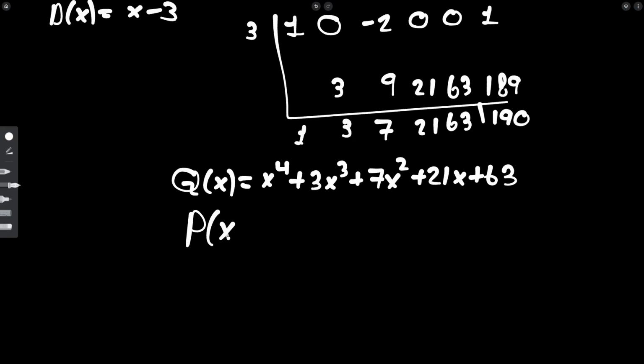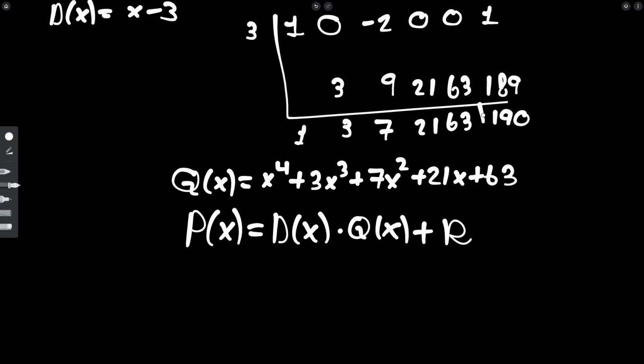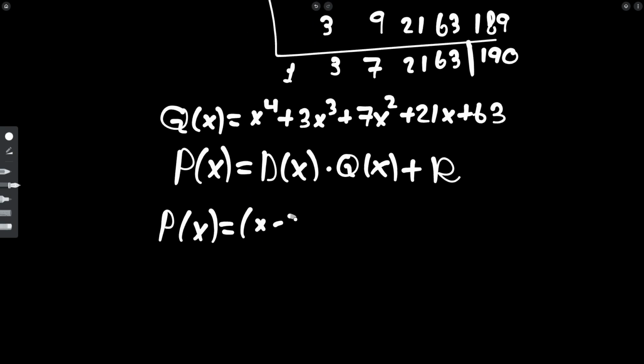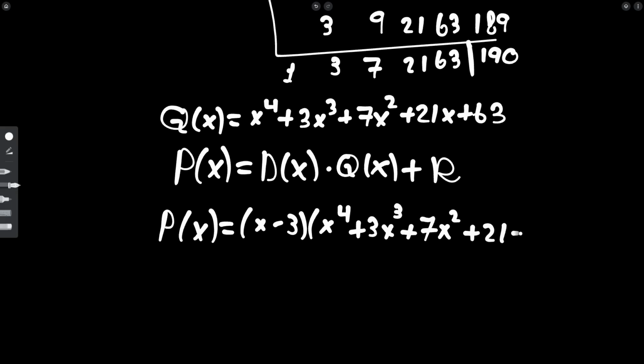Again, they were asking for p of x equals d of x times q of x plus r. In this case, our r is in this little sectioned off area. So we have p of x equals x minus 3 times x to the 4 plus 3x cubed plus 7x squared plus 21x plus 63. And then we add the remainder on the outside, and there you have it.